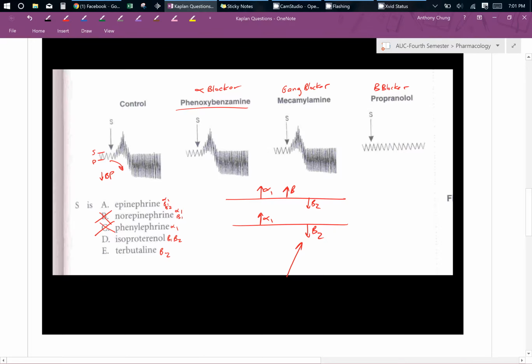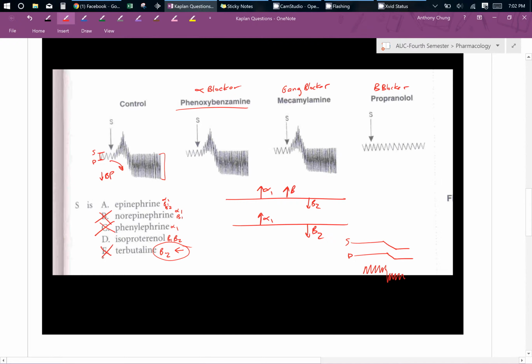First thing, let's look at terbutaline. Terbutaline is beta 2 only. So if you had beta 2 only, your systolic and diastolic should decrease by an equal amount. It wouldn't spread out up over here. It would stay approximately the same exact amount, like that. So if we look at terbutaline, which is only beta 2, systolic and diastolic will decrease by an equal amount. So did this decrease by an equal amount? Well, no, so it can't be terbutaline.